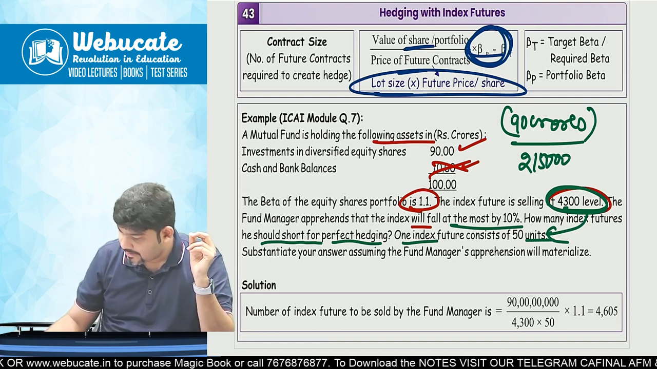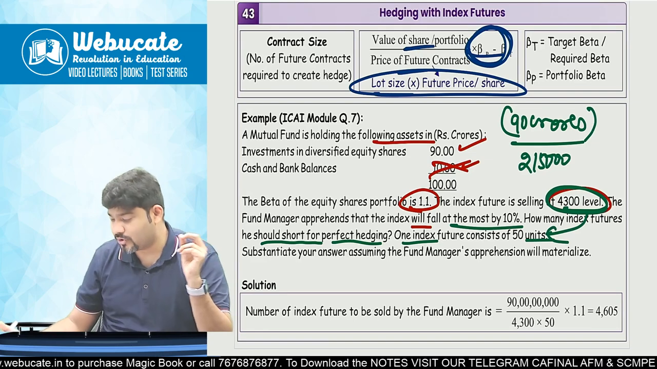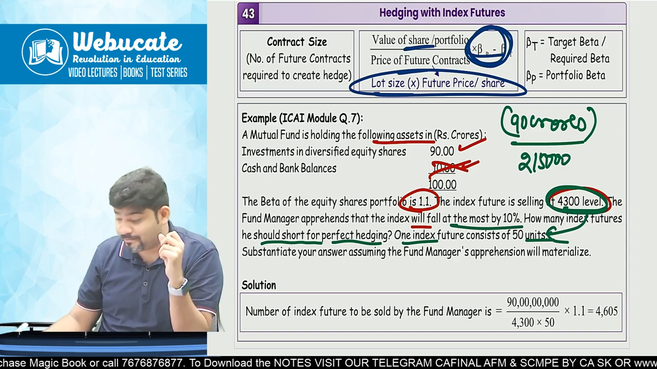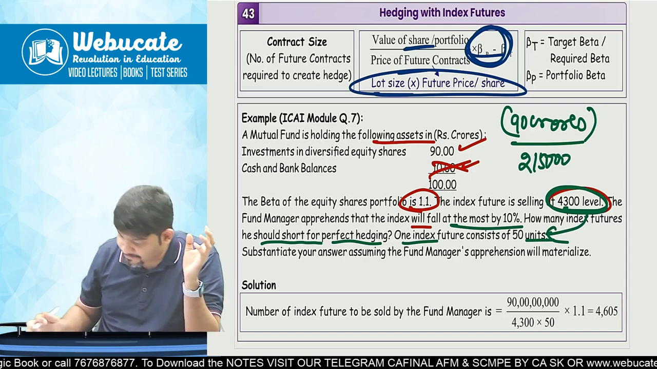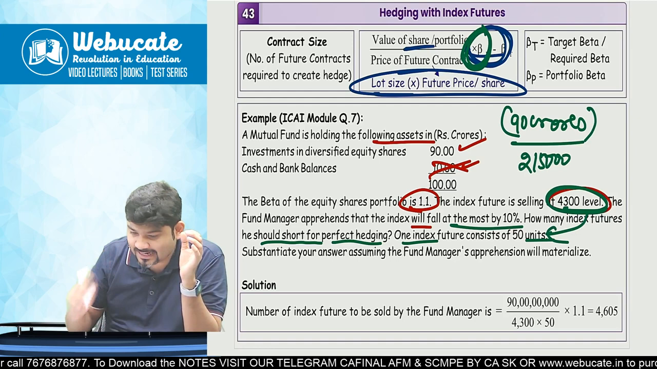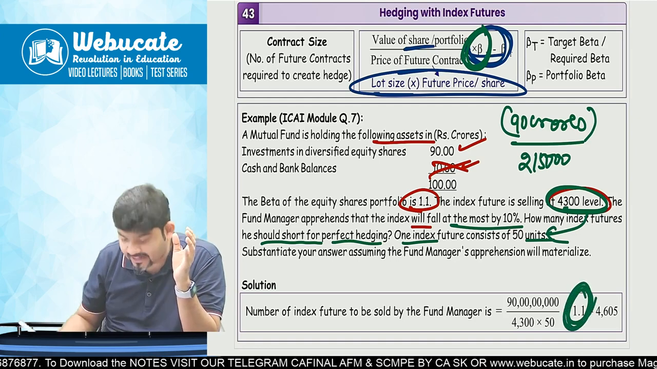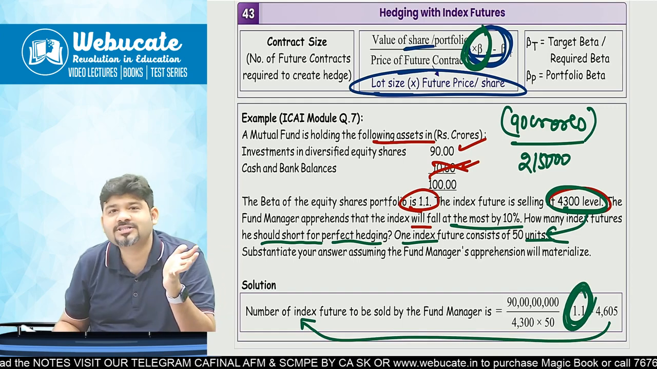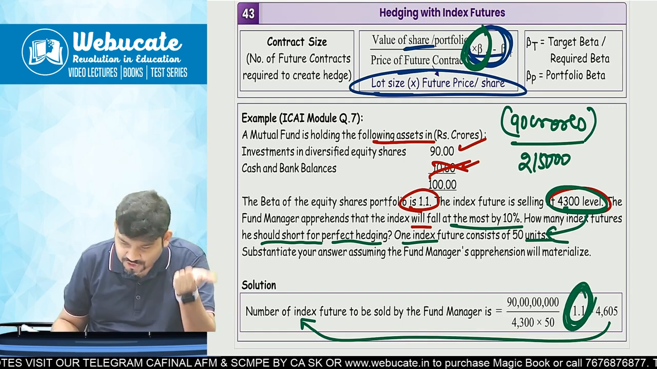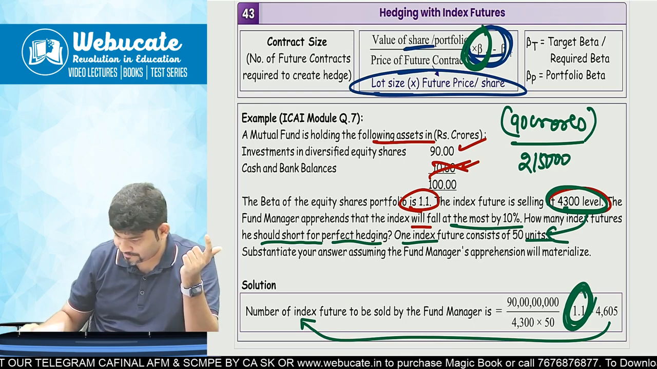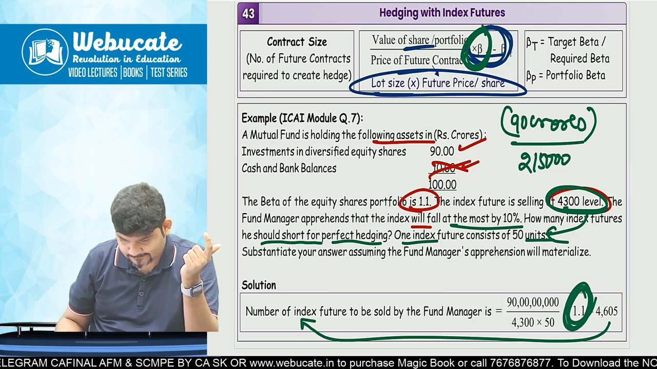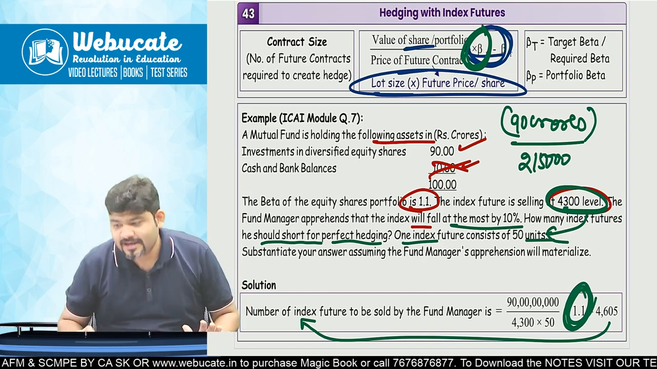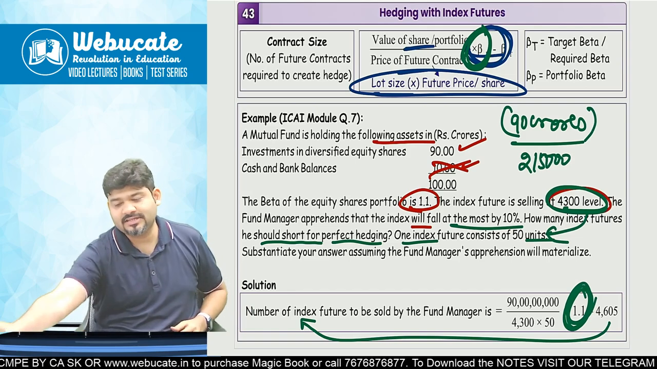So total, how many contracts will we require? 90 crores divided by 215,000. So ideally 4186 contracts is what we will require, but there is a beta of 1.1. So we will multiply this by 1.1. Simple, multiply it by the target beta. So this will be 4605 index futures. Done. Now you have hedged yourself by 4605 futures.